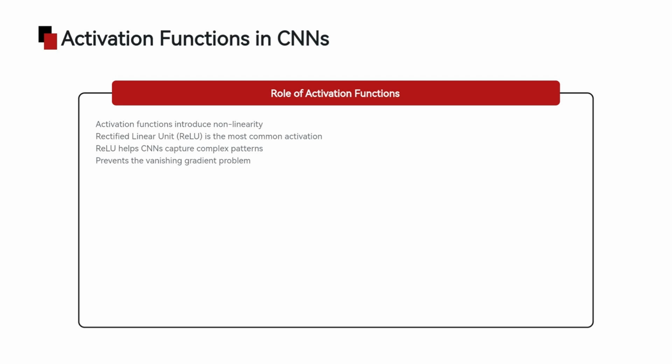The most commonly used activation function in CNNs is the rectified linear unit, ReLU. ReLU simply outputs the input value if it is positive and zero otherwise. This simple operation has become a standard in CNNs due to its efficiency in both computation and training.